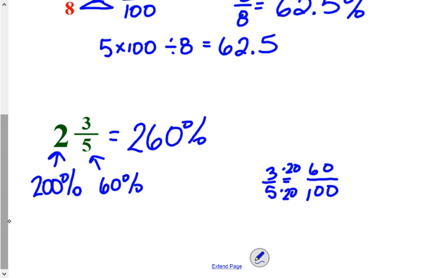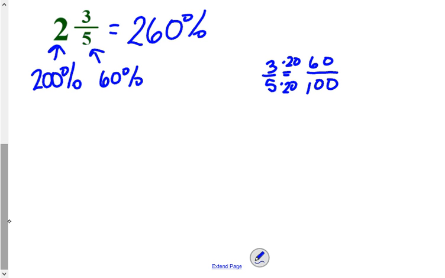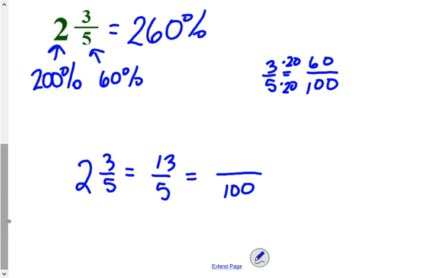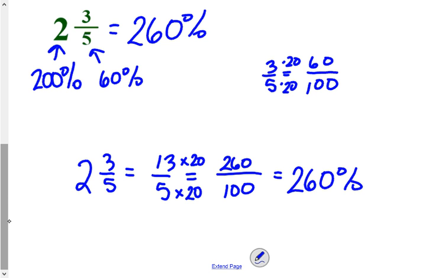260%. If that's a little, I don't know about that to you, then we could change the 2 and 3/5 into an improper fraction, which would be 13/5. And 13/5 would be 5 times 20 is 100. 13 times 20 is 260. So 13/5 would still be 260 out of 100, which would be 260%, no matter which way you look at it.